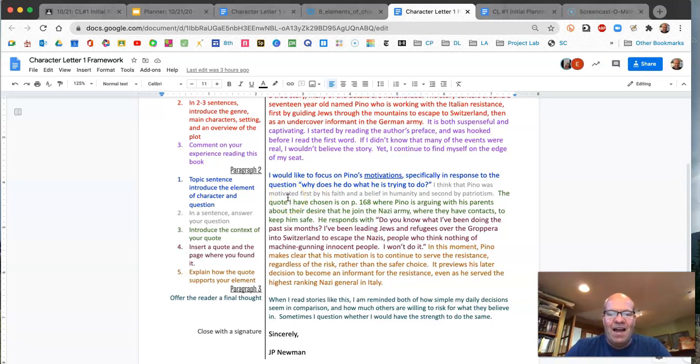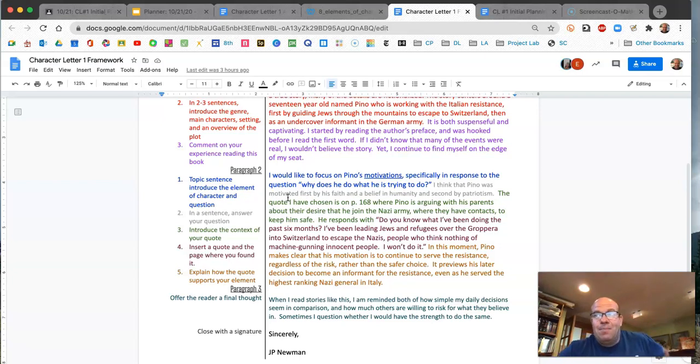Now in this paragraph, I need to introduce a quote, and I need to choose a quote that also shows his motivation. So to do that, I can't just drop the quote in there. I need to tell you about it. So I need to give you a little bit of background. That's the context. Then I'm going to quote it word for word out of the book, and I'm putting it in quotation marks. And then finally, I'm going to explain why I think that quote answers the question, why does he do what he's trying to do?